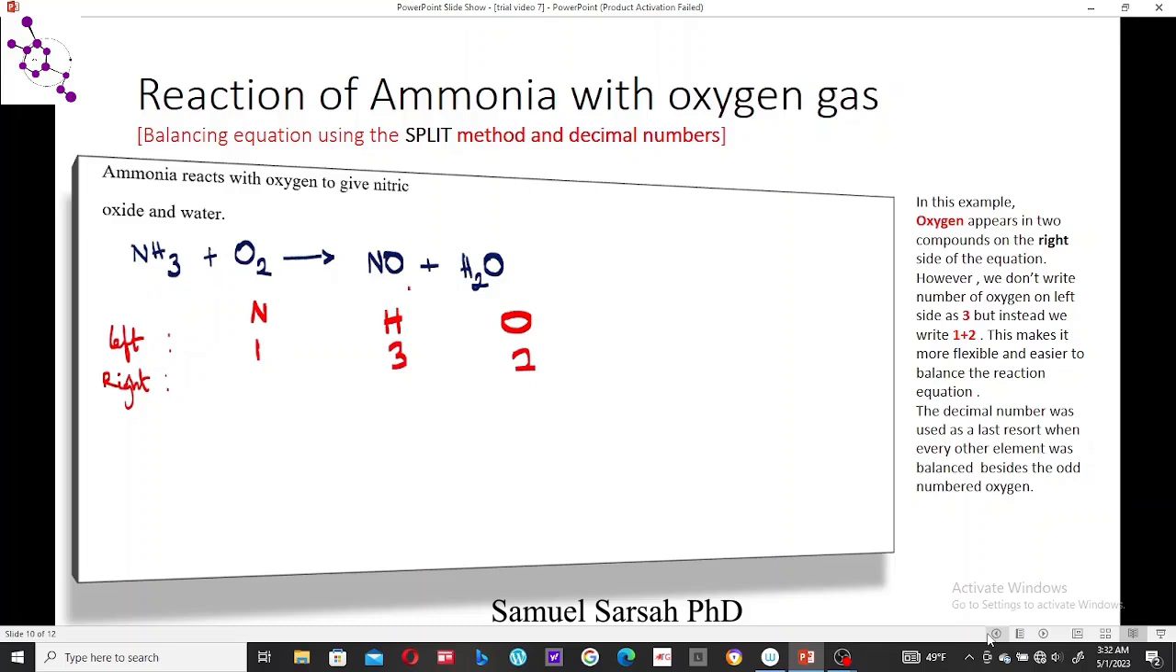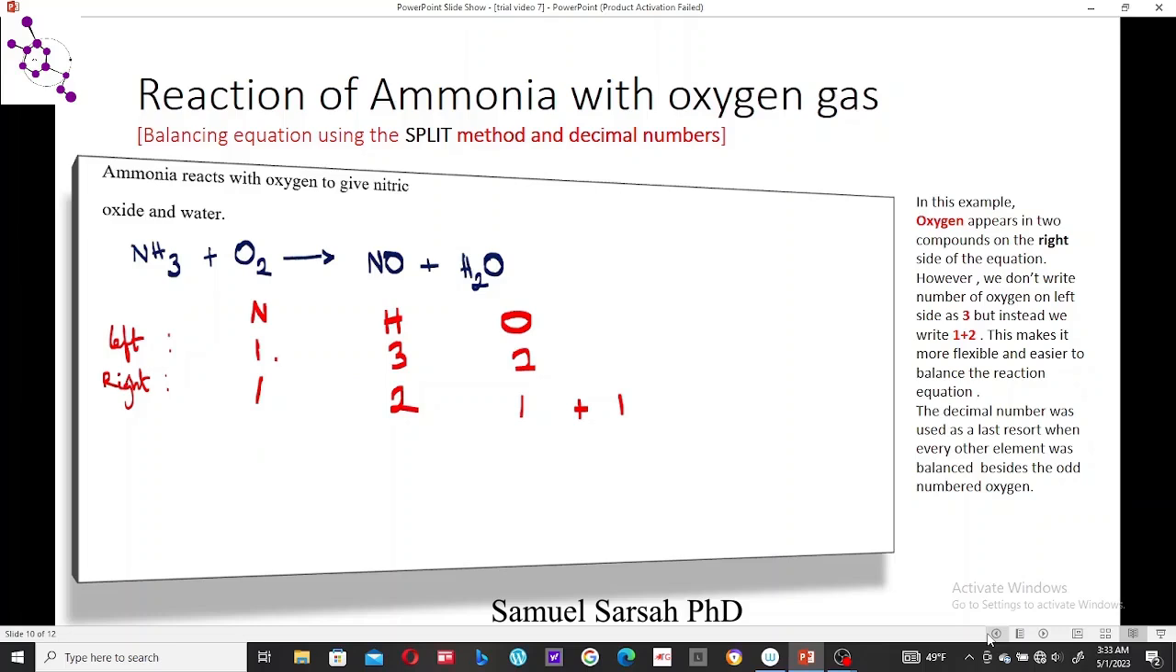Now on the right side we have one nitrogen, then two hydrogens. Now the oxygens, they are split into two, so 1 plus 1. Okay. So let's try and balance them. Now that's not balanced because they don't have equal number of elements on both left and right.